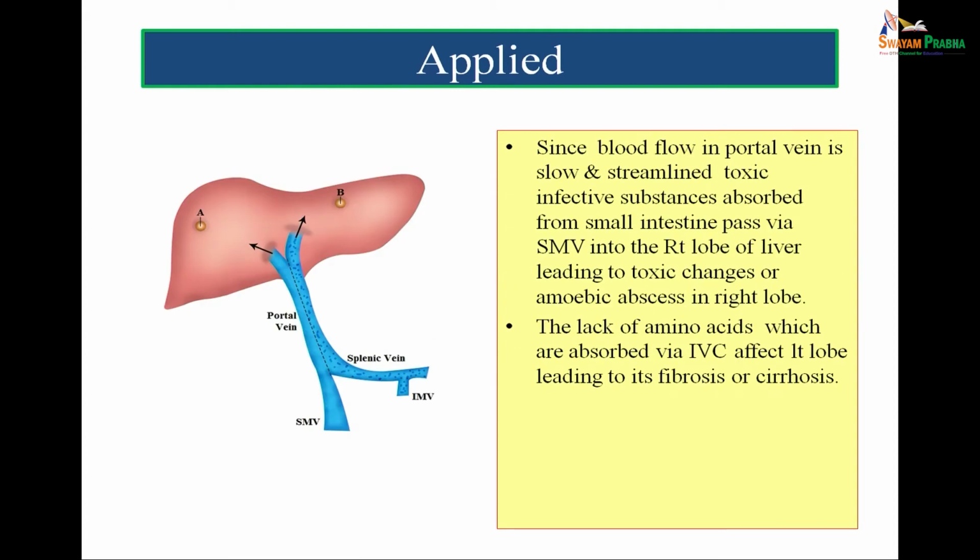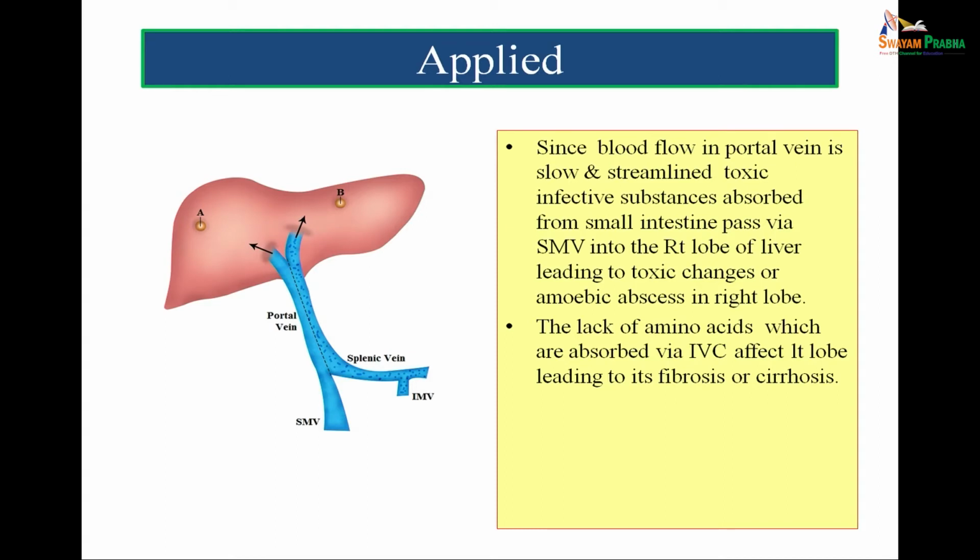As I mentioned before, the flow in the portal vein is streamlined. So, whatever ingested toxic substances are taken, they will pass from the superior mesenteric vein into the right lobe of the liver, and toxic changes will take place in the right lobe of the liver. This is also the reason why amoebic abscess is more common in the right lobe of the liver, because the infection is coming down from the superior mesenteric vein, and due to the streamlined flow it prefers the right lobe of the liver.